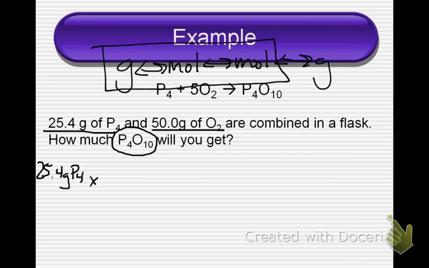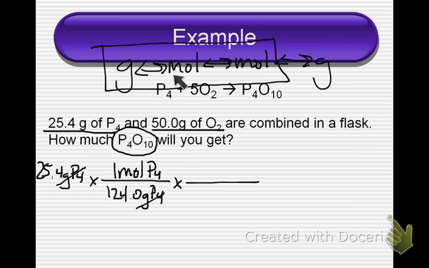So 25.4 grams of P4. The molar mass of P4 is 124.0 grams of P4. That's 1 mole of P4. So that gets rid of grams. We're now at moles. We're going to go one more step to get over to moles of our product, which is P4O10. So if we look up at our balanced equation, there's 1 mole of P4 for every 1 mole of P4O10. Moles cancels out moles, and we can solve this one now.